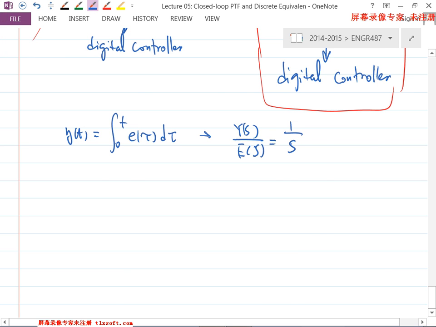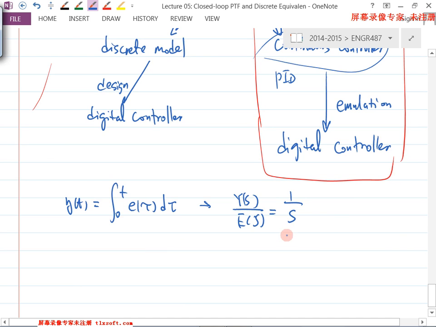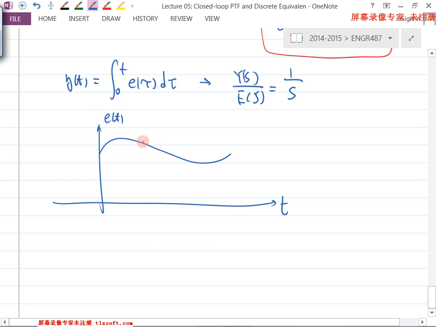So the whole idea of the emulation, from this simple controller to the digital one, is what we call the approximation process. Now you have to forget about all the controls and just focus on the math. What's this integral here? It's the integral of E of t from 0 to t. Basically, we're looking at the area underneath the curve.